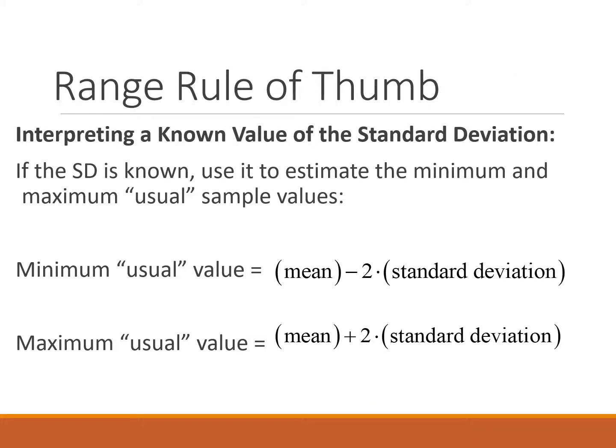The other way we can apply the range rule of thumb is if we know the mean and the standard deviation of a data set, we can find the minimum and maximum usual values. Remember, 95% of our data falls within 2 standard deviations of the mean, meaning it's between 2 below the mean and 2 standard deviations above the mean. So the minimum usual value is just the mean minus 2 times the standard deviation, and the maximum usual value is the mean plus 2 times the standard deviation.